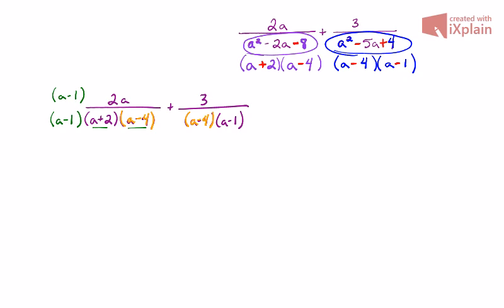And again, what I want us to note here is that I do have an a minus 4, I have an a minus 1, but I don't have this a plus 2. So in order to make this second term have an identical denominator, I have to multiply the top and the bottom by an a plus 2. So now we're all set to go ahead and continue to clean this up.